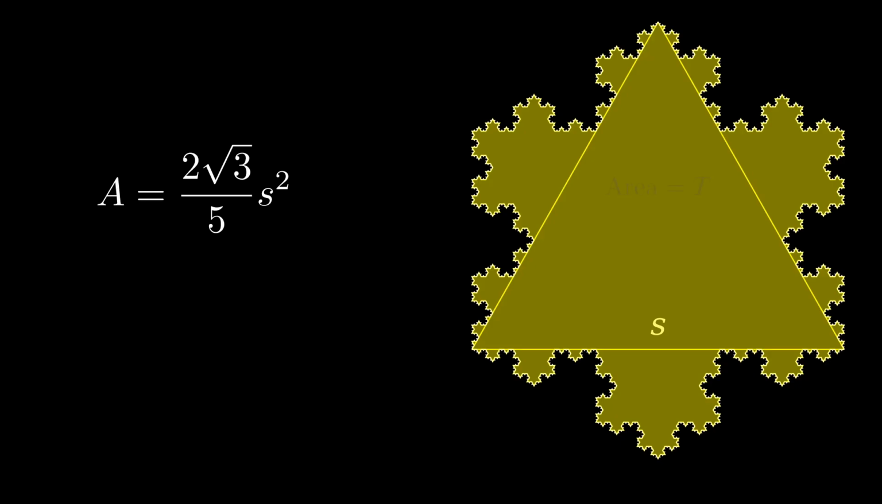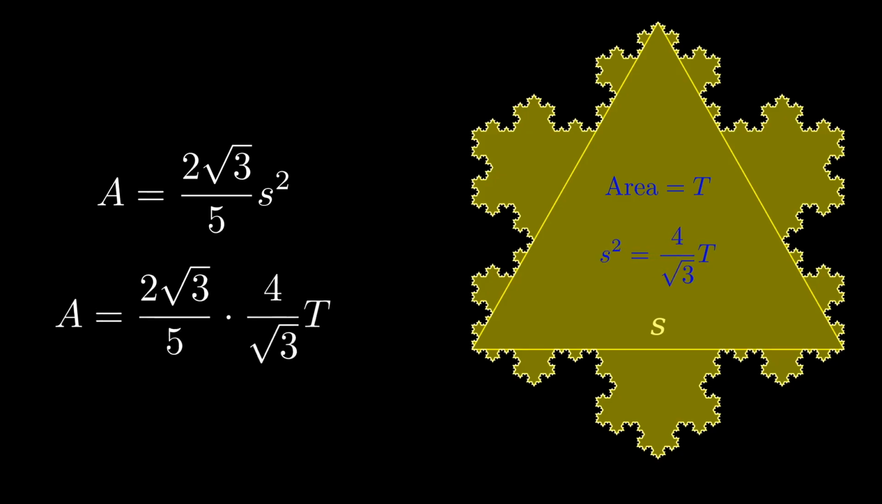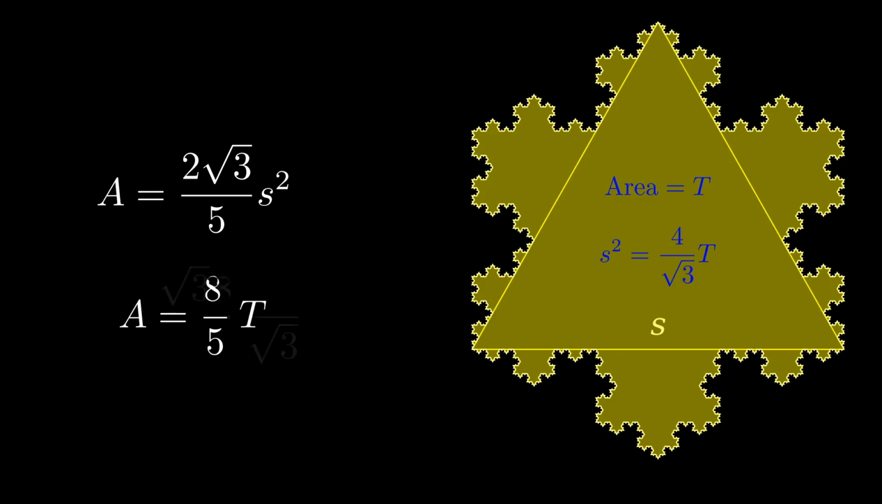If T is the area of the equilateral triangle, then we can also express the area of the snowflake in terms of T by first writing s squared in terms of T, and then substituting this into the expression for A. This shows that the area of the snowflake is 1.6 times the area of the initial equilateral triangle.